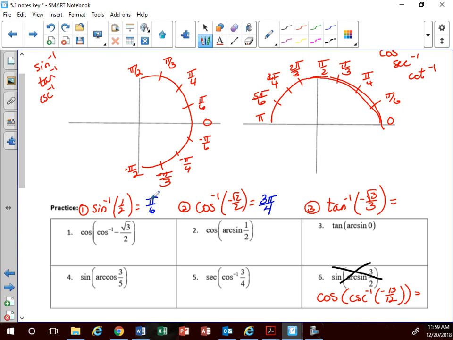Inverse tangent, negative root 3 over 3. All right, tangent, over there, negative, fourth quadrant, root 3 over 3, negative pi over 6, yes.